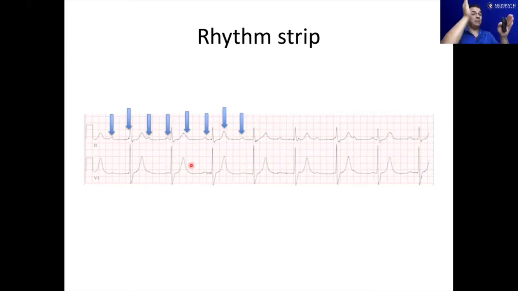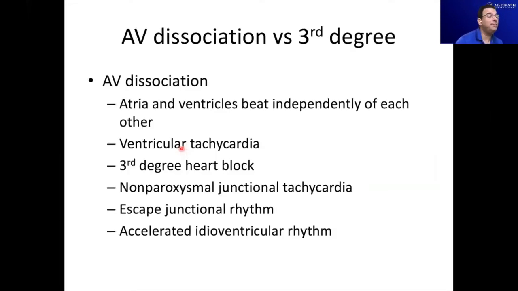So you're going P to P to P to P, and then you're going QRS to QRS to QRS, and they're at their own constant rates. So the QRS complex, for example, is going at about 50 beats per minute, but the P waves are actually going at about 100 beats per minute. So they're going totally independent of each other. Okay, that's third degree block.